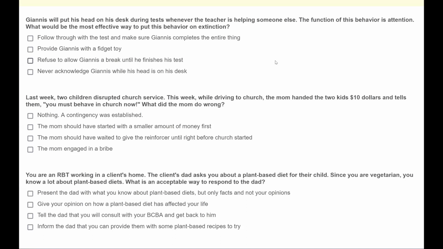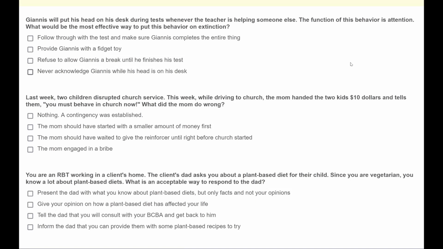Extinction is tricky because everyone thinks it's ignoring, right? That's just not the case, okay? If our function is escape, we're not necessarily ignoring the child, right? We're just not letting them escape the task. That's not ignoring, it's preventing escape from the task. However, in this case, the function of the behavior is attention. The behavior is putting the head on the desk.